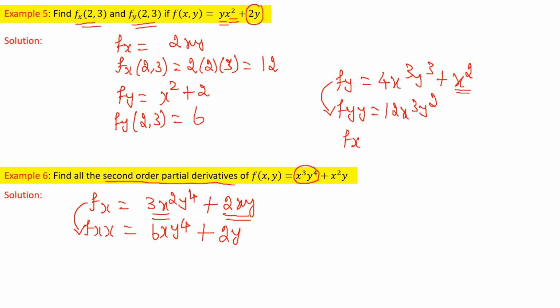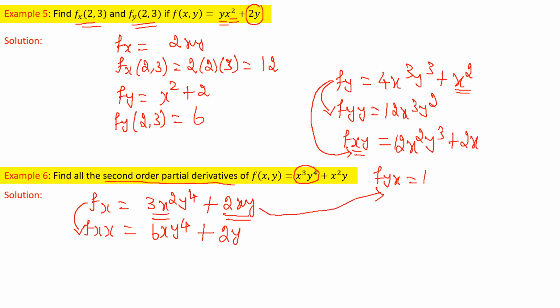Then we have to calculate fxy. So fxy means take the result of fy and differentiate again with respect to x. So this will give you 12x^2 y^3 plus 2x. If I find fyx, that means take fx result and differentiate with respect to y. So this is also equal to 12x^2 y^3 plus 2x. I told you before, the mixed partial derivatives are all equal.